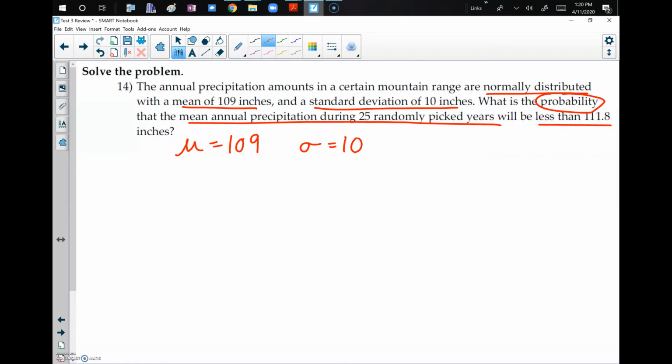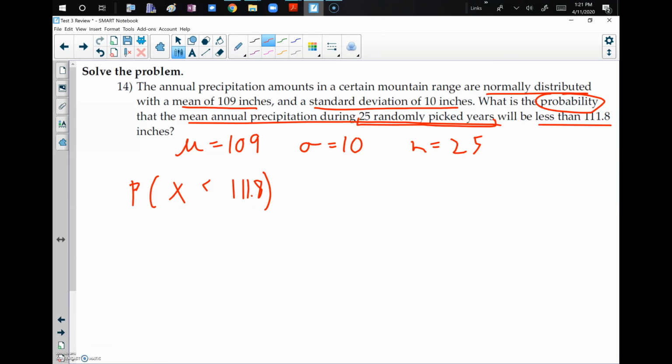So here what tips it off that it's going to be this distribution of the sample means is that they're doing 25 randomly picked years. Because they told me that my distribution was normal, we know that we can use this method, even though I'm only doing samples of 25. So I know that I'm going to be doing sample sizes of 25, and we want to know the likelihood that any of those particular samples are going to be less than the 111.8.